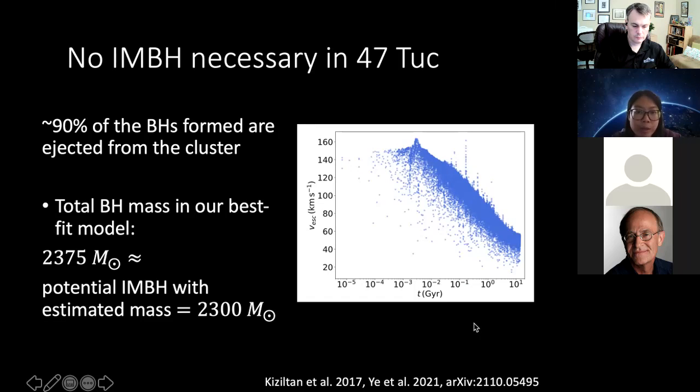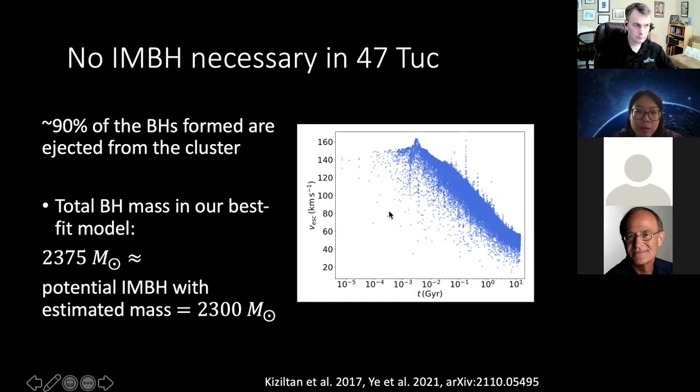Kızıltan et al. 2017 suggested that 47-Tuc may be hosting a 2000 solar mass intermediate mass black hole in order to explain the observed pulsar line of sight accelerations. In our model, most of the black holes form initially. So there are about 1,500 black holes that form initially, but then most of them are ejected through subsequent dynamical interactions as the local escape velocity during tidal encounters decreases as a function of time.